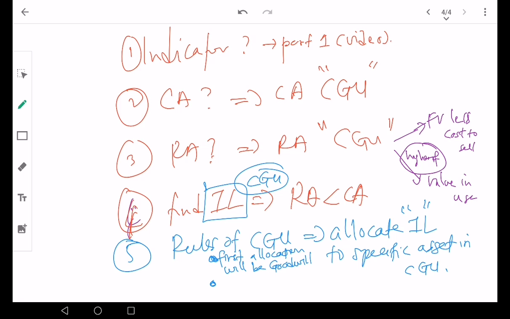Remember these 2 rules, class. Once you get your IL, the first allocation, you have to impact your goodwill first. Regardless the goodwill got a big amount, you have to impact the whole goodwill first. Once the remaining balance will be allocated to other asset, based on prorate basis.